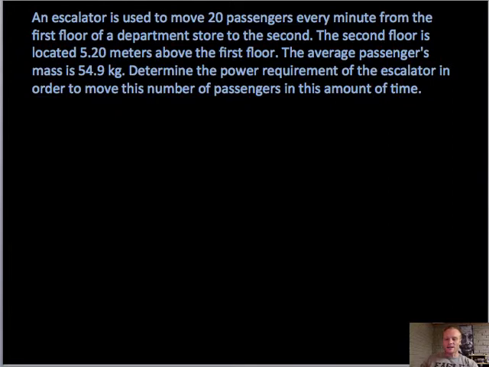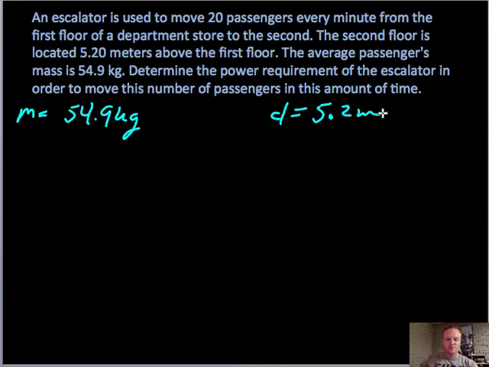Okay, let's first start off with writing down what we know. So the mass of one passenger is 54.9 kilograms. The distance is 5.2 meters. And the time is 1 minute.